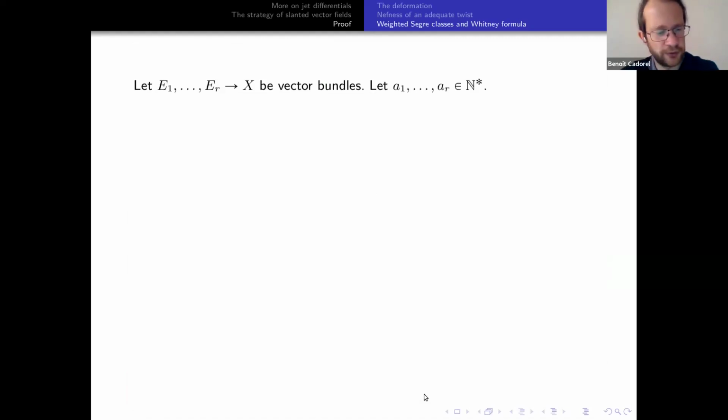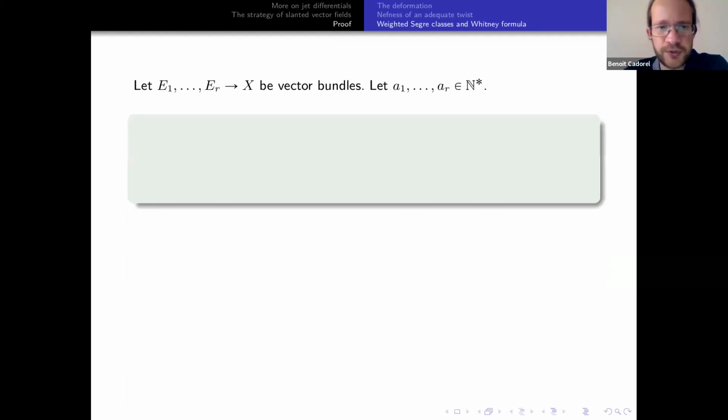So let me give you a quick definition of what I just said. What I call the weighted Segre class for some vector bundles E1 to ER, you can interpret it, for example, as an endomorphism of the Chow ring with rational coefficients. So you can construct it that way.